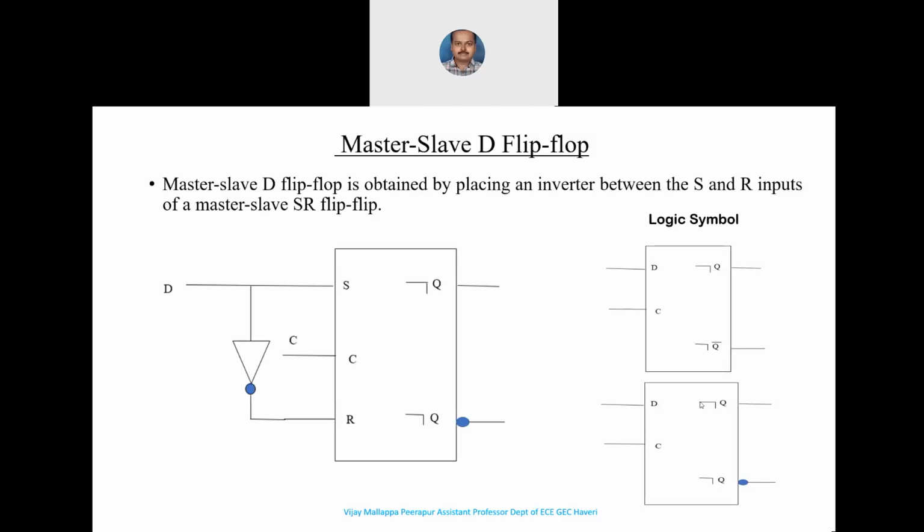Why is it called data? Because whatever input information you give to D, that is given as an output. If the D input is 0, the output will be 0. If the D input is 1, the output will be 1. So whatever input information you give, the same you get as an output. That is called D. D stands for data.